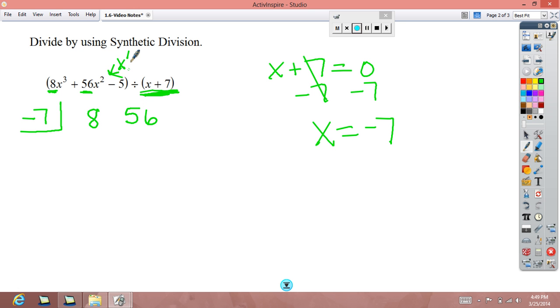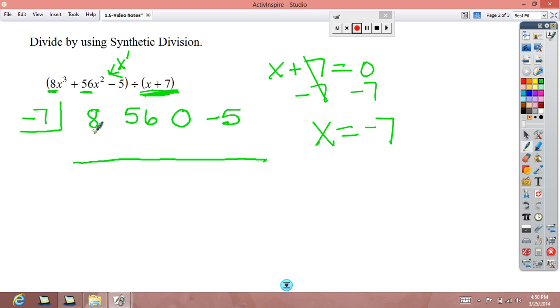We're missing the x to the first term, so I'm going to replace it with a 0, and then the no x, or the x to the 0 term, negative 5. Okay? So again, missing a term, I replace it with a 0. So here I'm going to do division, I'm sorry, division through multiplication. So I'm going to put this big old line down here.